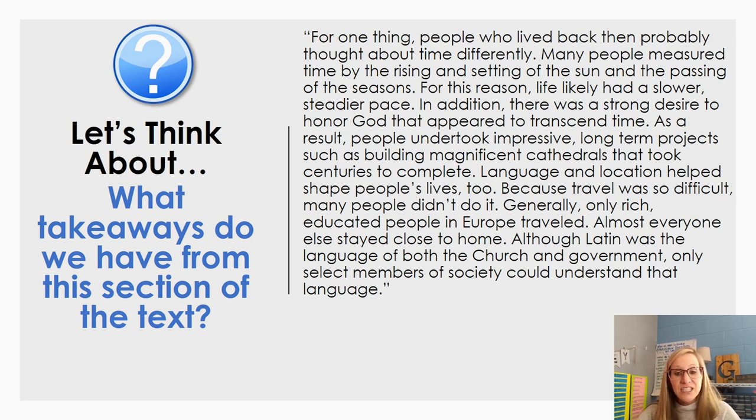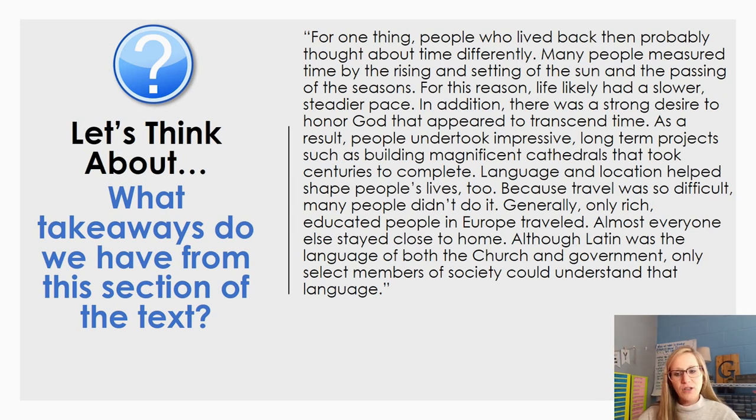In addition, there was a strong desire to honor God that appeared to transcend time. As a result, people undertook impressive long-term projects, such as building magnificent cathedrals that took centuries to complete. Language and location helped shape people's lives too.